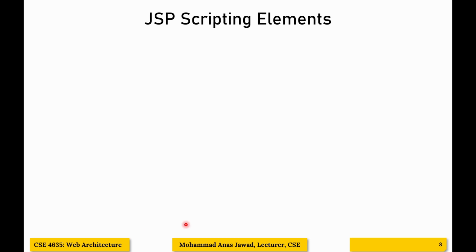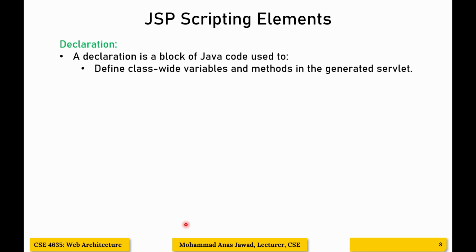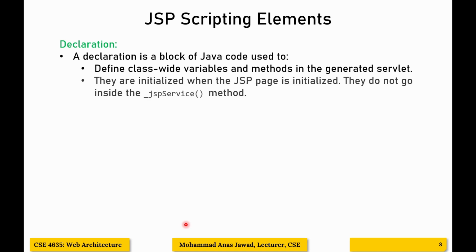Now we take a look at JSP Declarations. A declaration is a block of Java code which is used to define class-wide variables and methods in the generated servlet. These variables and methods are initialized whenever the JSP page is initialized. They do not go inside the underscore JSP service method. That is, the code written inside the JSP declaration tag is placed outside the service method of the auto-generated corresponding servlet for this JSP. So it does not get any memory at each request. It only gets initialized only once at the beginning of the JSP's lifecycle.